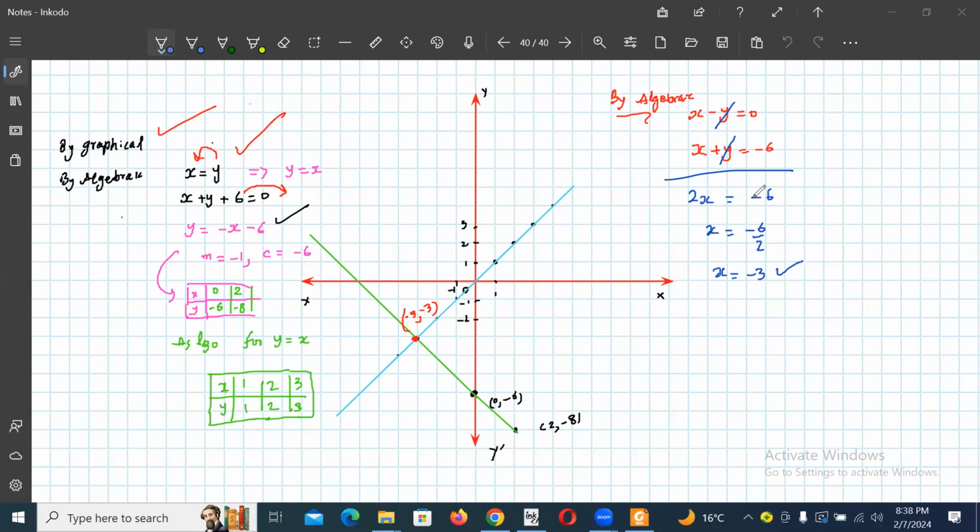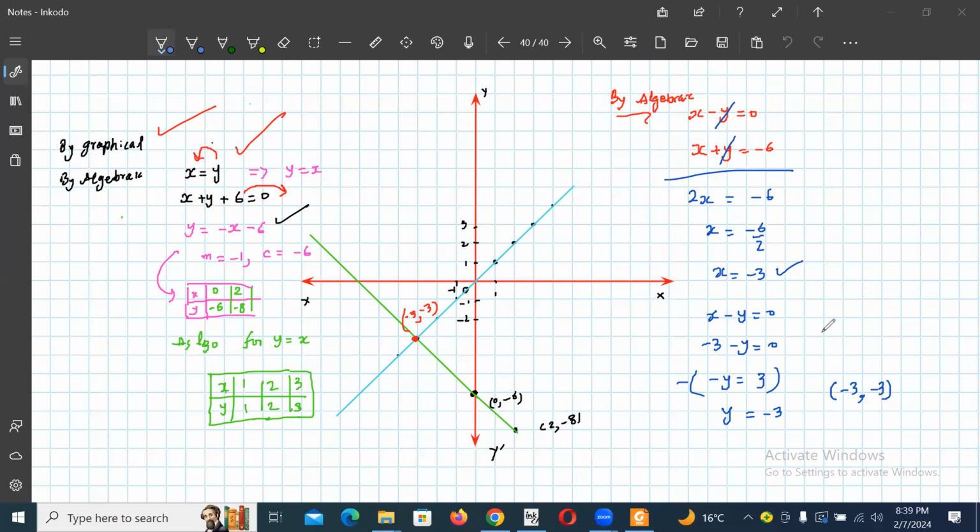Replace the value of x, -3, in any one of the equations. So the first equation is x minus y equals 0. If I replace the value of x here, which is -3, that gives me minus y is equal to +3. But I'm looking for plus y, so multiply by minus on both sides. So it would be y is equal to -3. So now I found the value of x is -3 and the value of y is also -3.